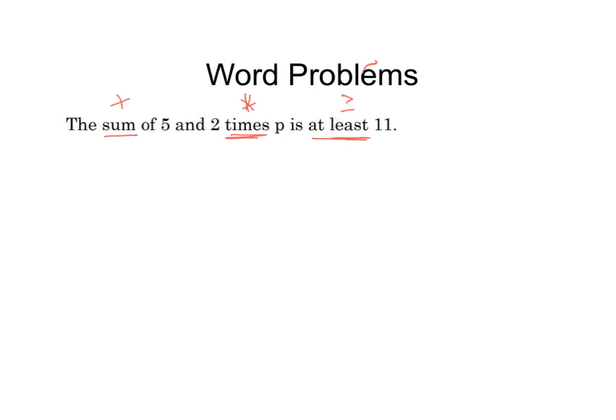Okay, so now I'm actually going to write out my inequality. The sum of 5 and 2 times p is at least, so greater than or equal to 11. And then depending on the directions, maybe you should solve this inequality, or your answer might just be the inequality itself.